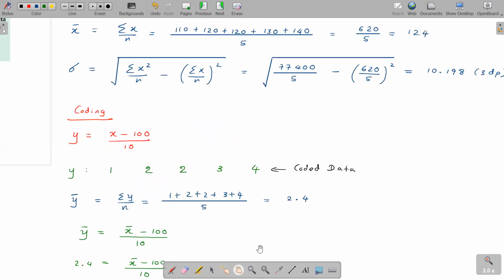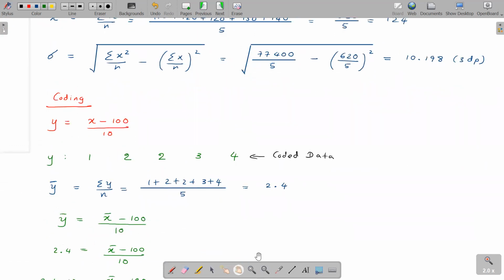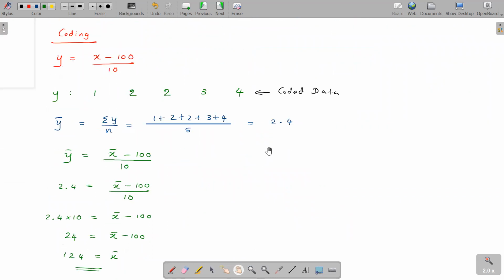Now, in the exam, when they give you this data set, you don't need to find the original x bar and the sigma. What you are supposed to do is get the new y data set, get the y bar, and using y bar only, you will calculate the x bar. Can you understand? In this case, I just want to show you that it works correctly. That's why I have gone through these extra steps. We'll go into the real exam questions in a moment. So we are not done yet.